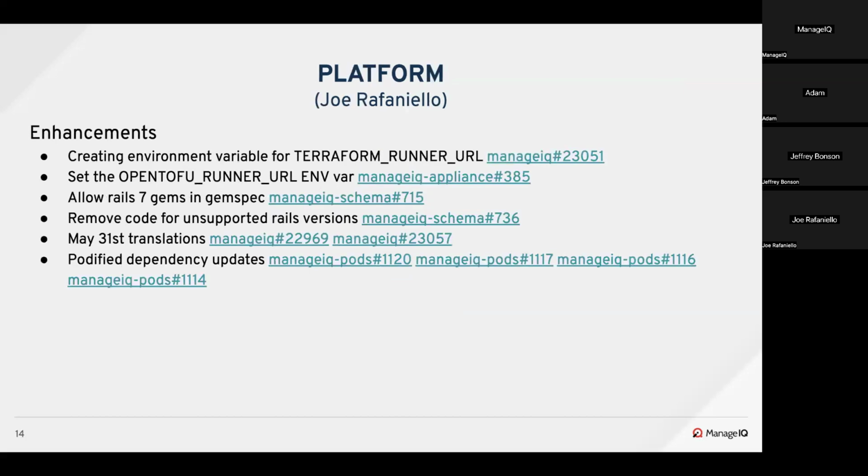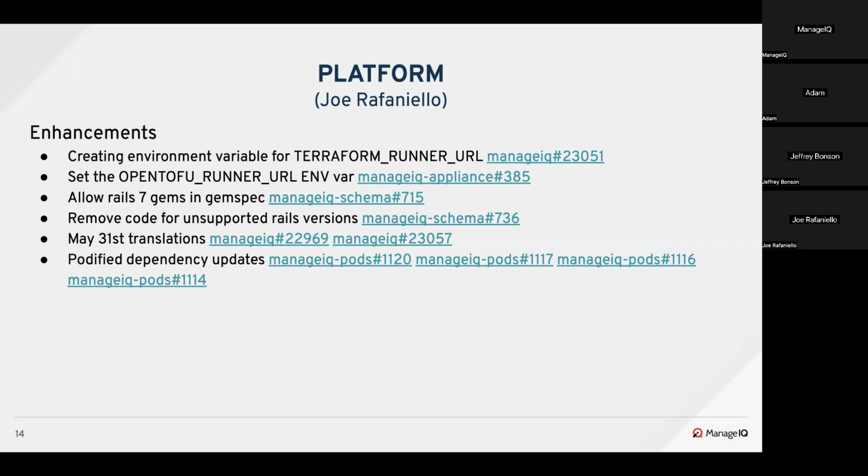Thanks, Adam. For platform enhancements and improvements, Sudhir added the Terraform runner URL environment variable for Podify workers. Adam set the OpenTofu runner URL environment variable so the application can access the OpenTofu runner API. I allowed the Rails 7 gem in the schema gem spec and added it to the test matrix. We're still locked to Rails 6.1 in the application, but this will help us migrate to Rails 7 as we can test with Rails 7.